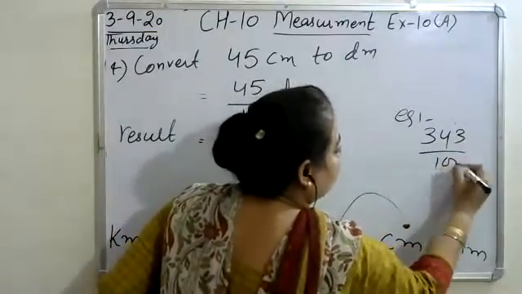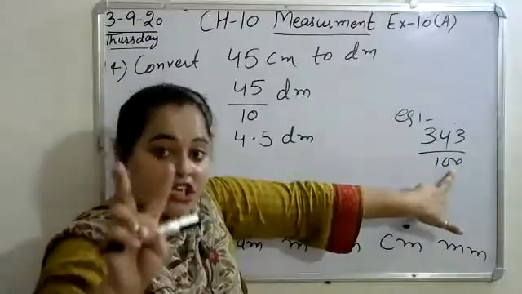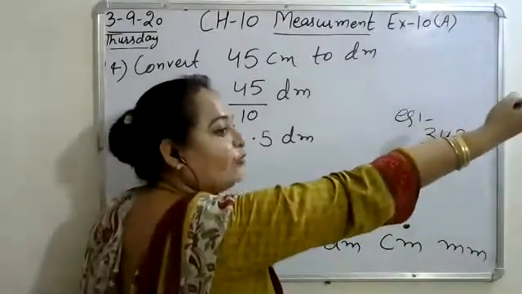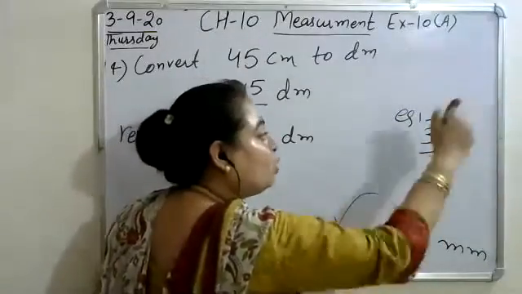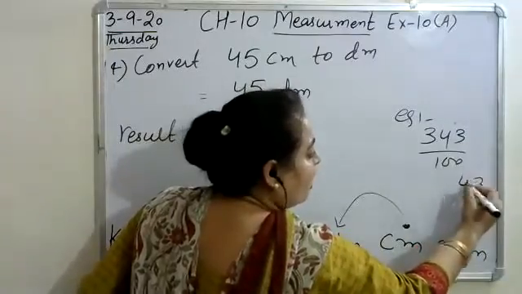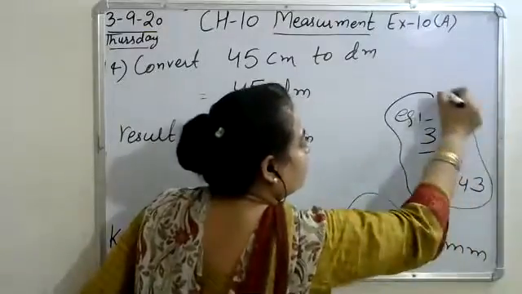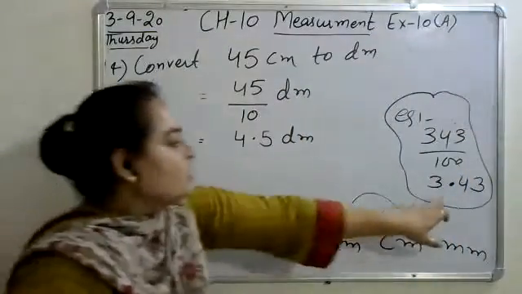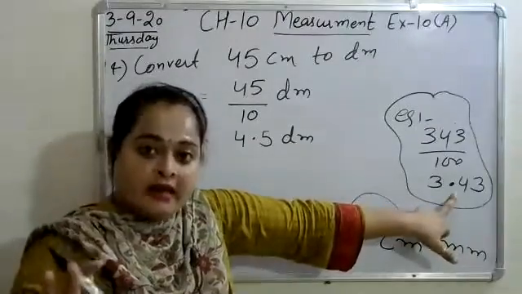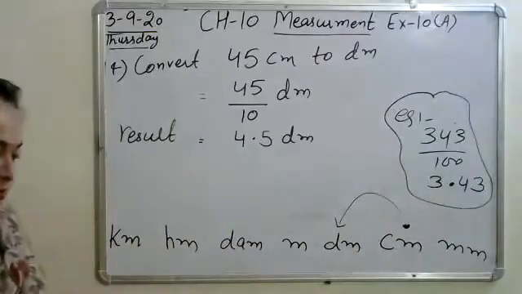343 upon 100. 100 means two zeros. So two zeros means, starting from the right hand side, after two digits you will put the decimal. So write here 3, write here 4. So note down. This is the shortcut way to solve the sum whenever the denominator is 10, 100, 1000 like this. So note down.